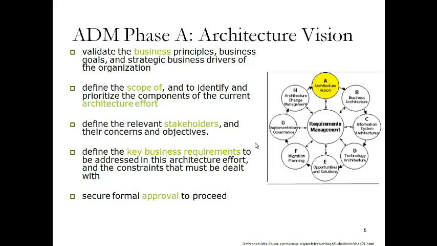For example, whether it's production, sales, service delivery, or whatever the business principles are, we have to know what the drivers of these strategic business drivers are. Then we define the scope and identify and prioritize the components of the current architectural efforts. Then again we scope the efforts that we are going to do.